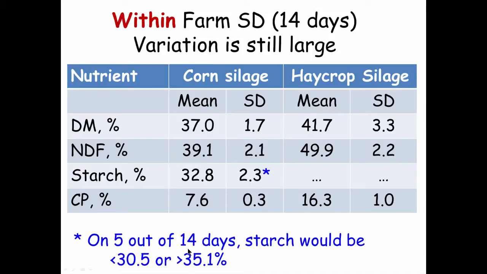So with this standard deviation, what it means is on 5 out of those 14 days, the starch value in that corn silage could be less than about 30%, or it could be more than 35%. 5 out of 14 days. And you have to think, would that affect your formulation strategy? In most cases, yes, it would. So some of these within-farm standard deviations are still substantial and nutritionally important.